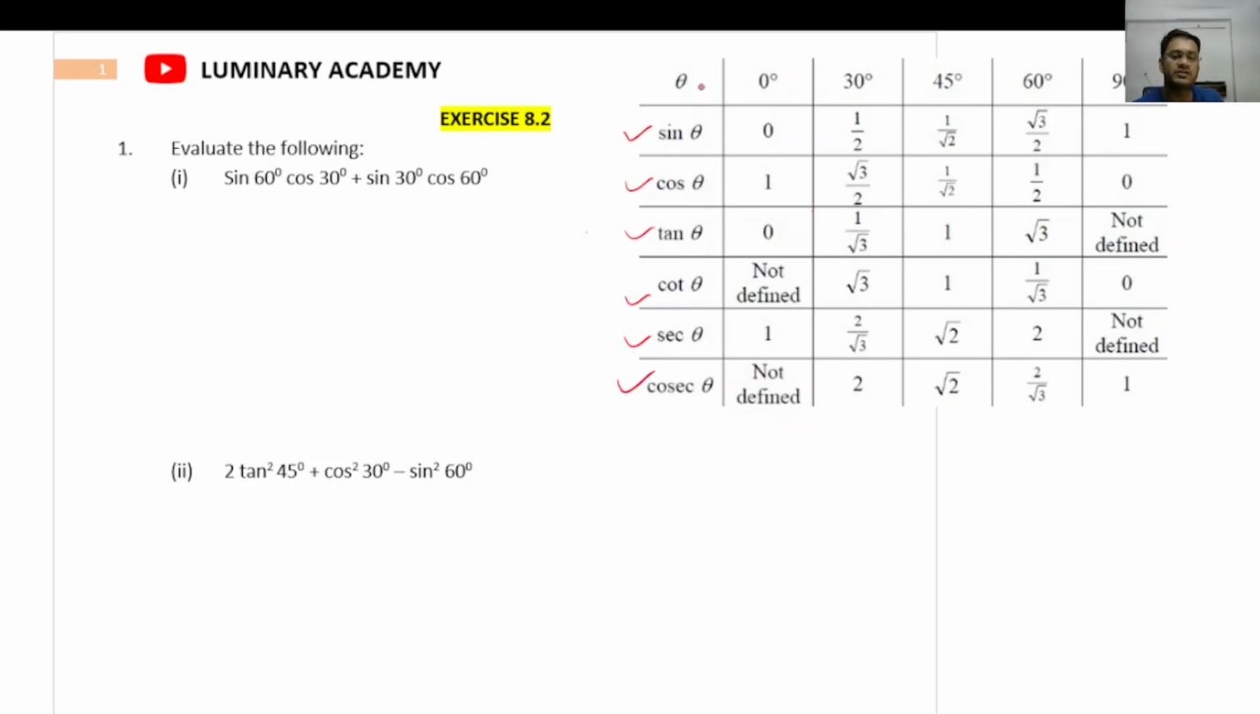To learn this table, there is only a simple method: you need to learn the values of sine. So for sine 0 degree it is 0, sine 30 it is 1 by 2, sine 45 it is 1 by root 2, sine 60 it is root 3 by 2 and sine 90 it is 1, right?